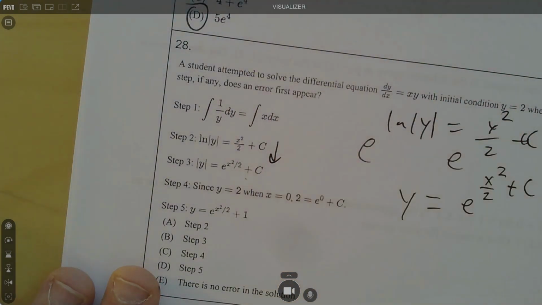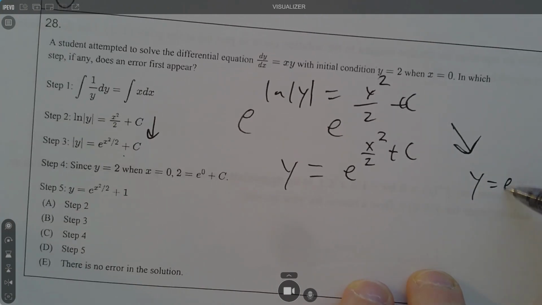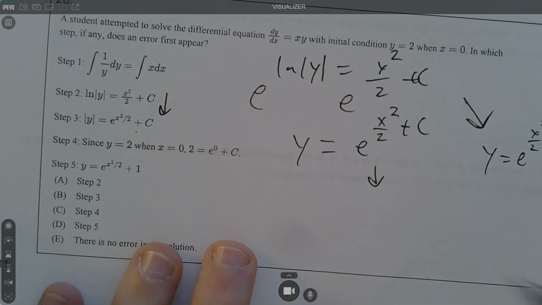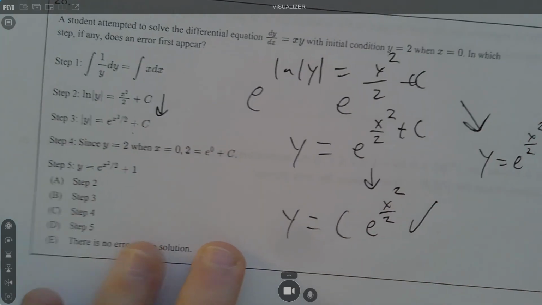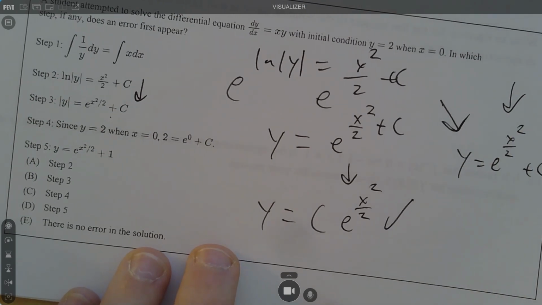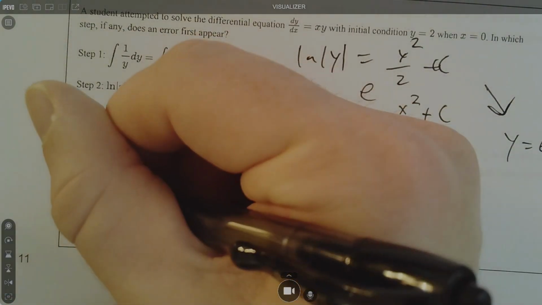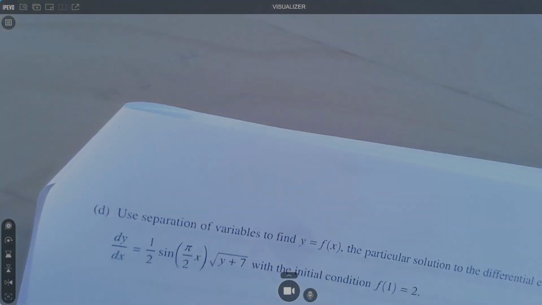I know it's kind of hard to see, but this is what they wrote: y equals e to the x squared over 2, but then plus c down here. What this then simplifies to is y equals c e to the x squared over 2, which is good, but this one's wrong. So that was their mistake. Their mistake is in step 3. Okay, all right, that is the multiple choice. Done.